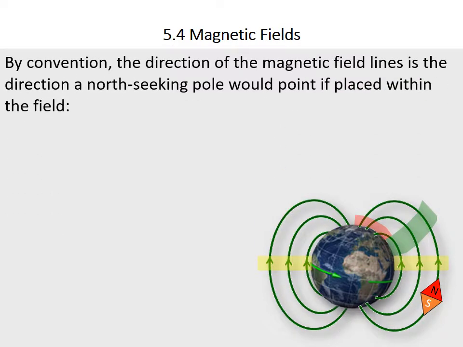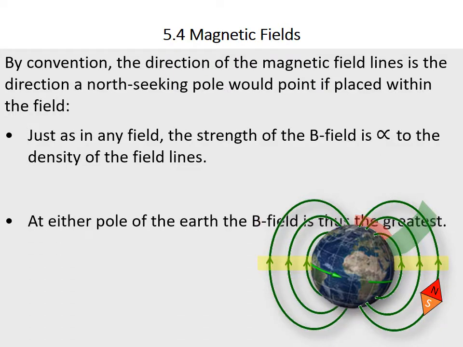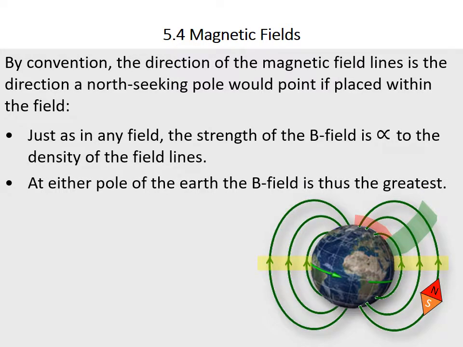Okay, by convention, the direction of the magnetic field lines is the direction a north-seeking pole would point if placed within the field. So just as in any field, the strength of this B field is proportional to the density of the field lines. So the more field lines that are depicted, the stronger the B field. At either pole of the Earth, the B field is the strongest. That's where all of these lines are converging.